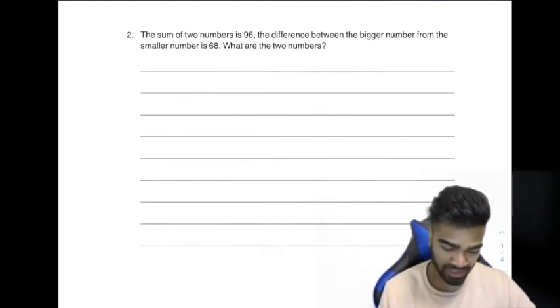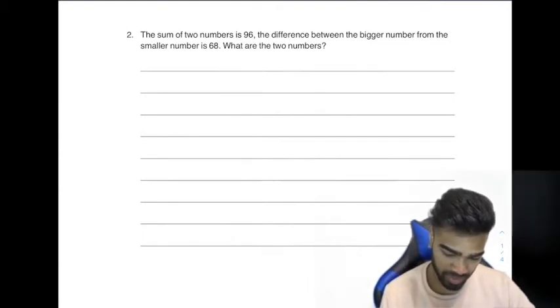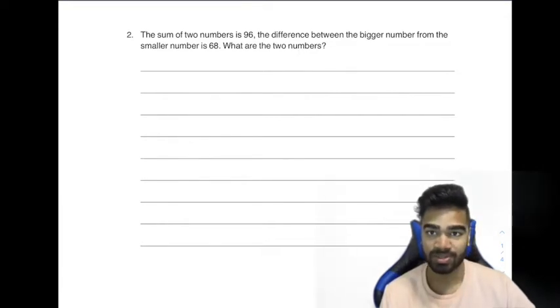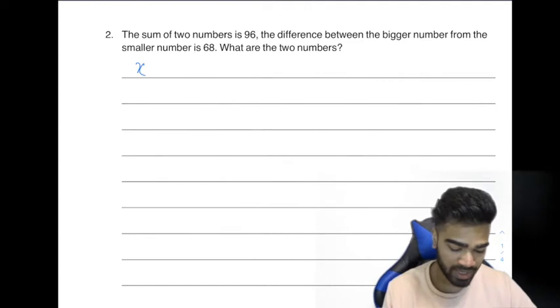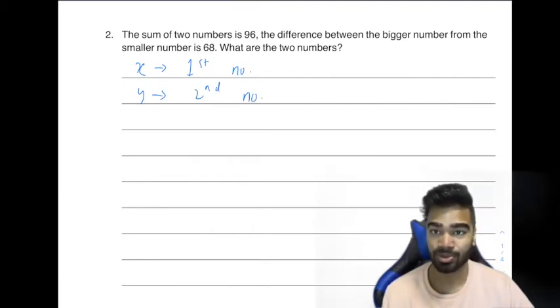The sum of two numbers is 96, and the difference of the bigger number from the smaller number is 68. We need to find the two numbers. Remember, one of the tactics we discussed in the previous applications lesson was to first define your variables. So maybe x is the first number and y is the second number. Once you define your variables, you have something you can solve for and make equations with.